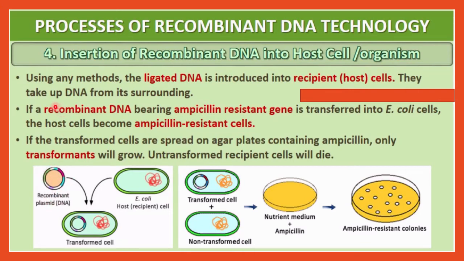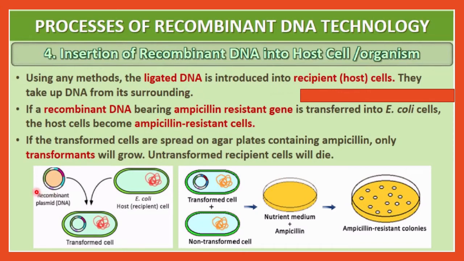So you have already learned that there are so many methods by which you can enter this plasmid inside the host cell. You know the theory of the competent host. By using any method, whether it is the gene gun method, also called biolistic, calcium treatment, or lipofection method, you can select any one method, and the ligated DNA is introduced into the recipient cell, that is, the host cell.